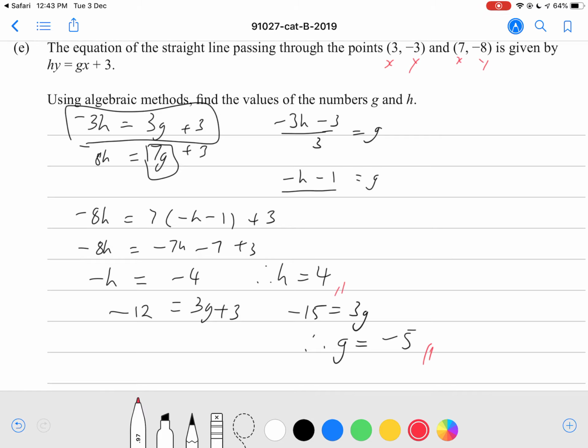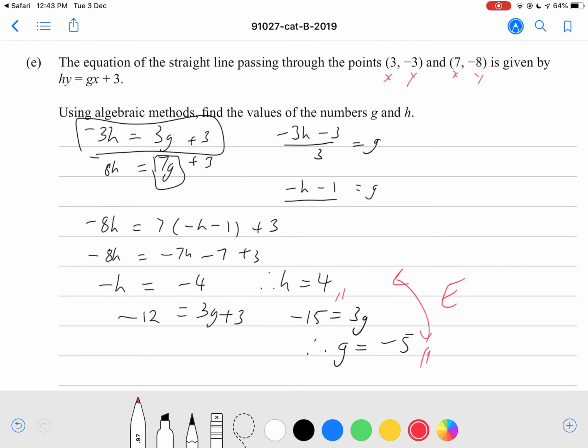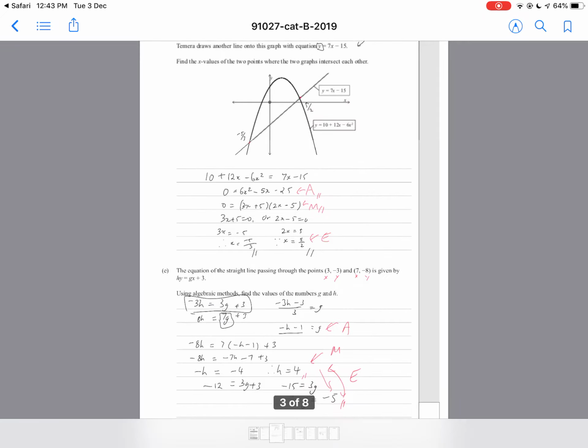If you find both of these values, that will get you an excellence grade. And in terms of getting a merit grade, perhaps just finding one value, either or, you get a merit grade. And to get an achieved grade, I'm thinking perhaps one in terms of the other will get you an achieved grade. So writing one in terms of the other could net you an achieved here.